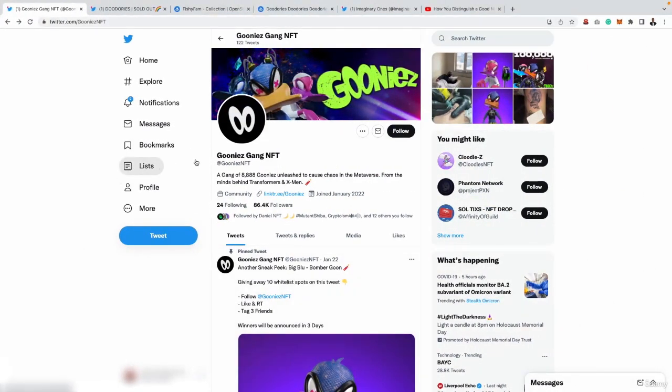So here we have this project from Goonies Gang NFT. You can see they've got almost or over 85,000 followers. It's a massive NFT collection. There is so much hype around this project. And as you can see in the bio, it says a gang of 8,888 Goonies unleashed to cause chaos in the metaverse from the minds behind the films Transformers and X-Men. So it's some pretty big people behind this NFT collection, which is of course why it's doing so well.